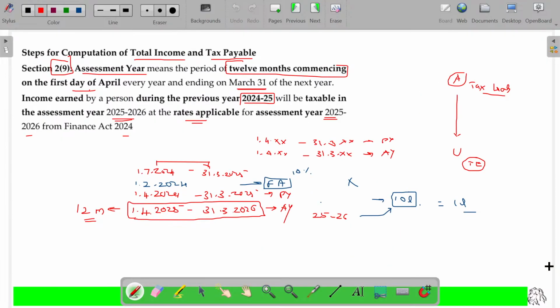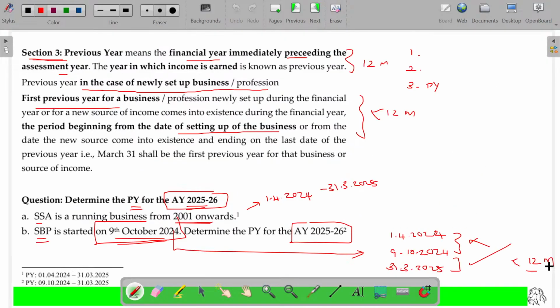So I have completed the assessment year as well as the previous year, and which year's Finance Act should be taken. So these are the three components we have completed here. Clear?